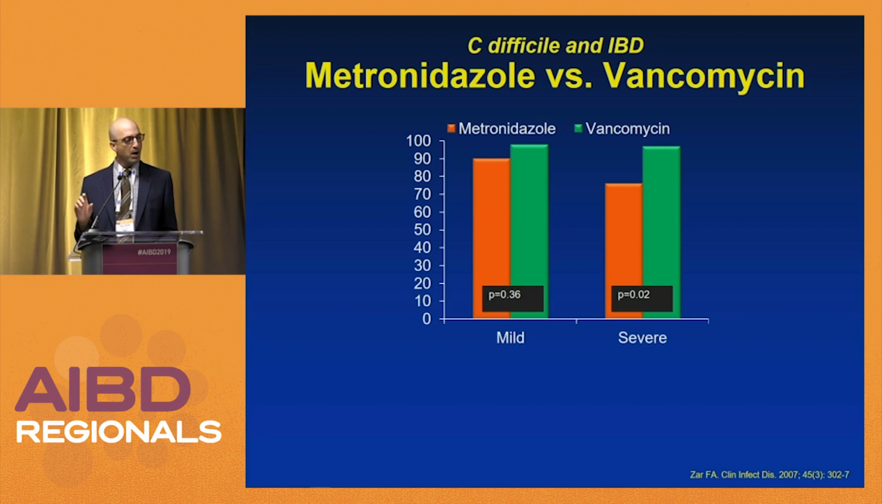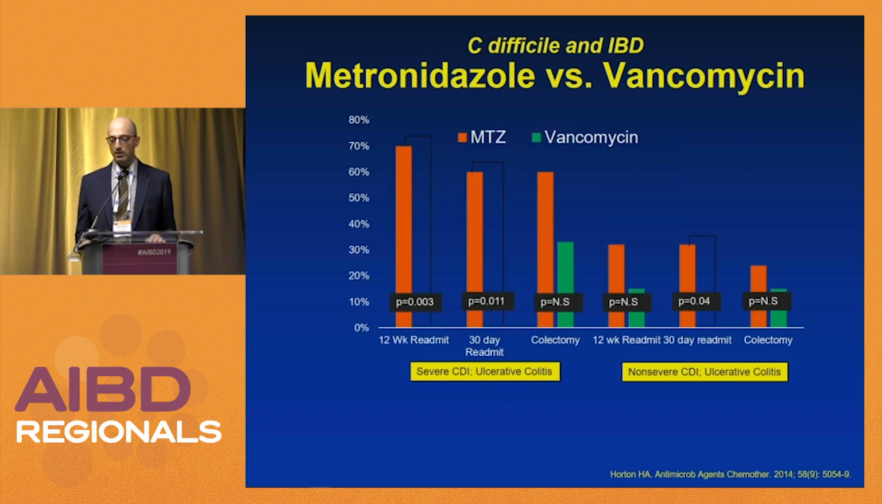How do these treatments compare to one another? So there's not much in the way of direct comparisons in clinical trials. This was a randomized controlled trial published over a decade ago that compared metronidazole to vancomycin. You can see here in patients with mild disease, these were equivalent, but in patients with severe disease, vancomycin was substantially superior to metronidazole.